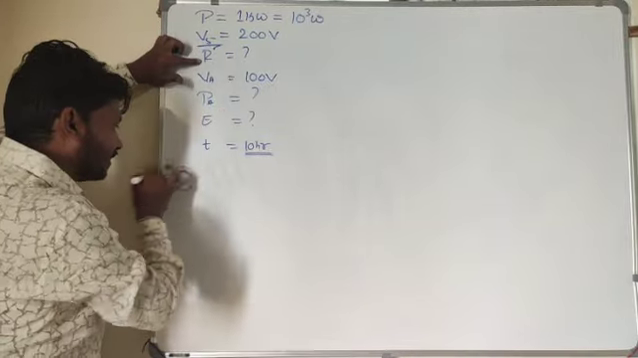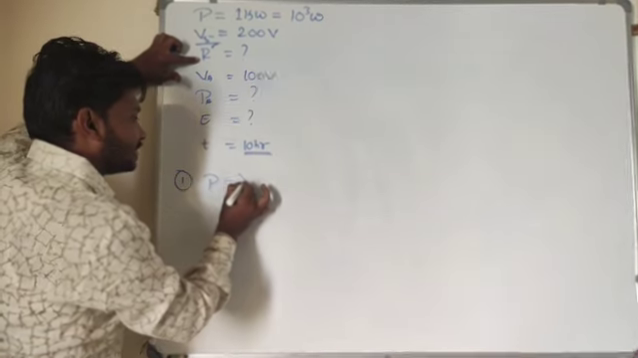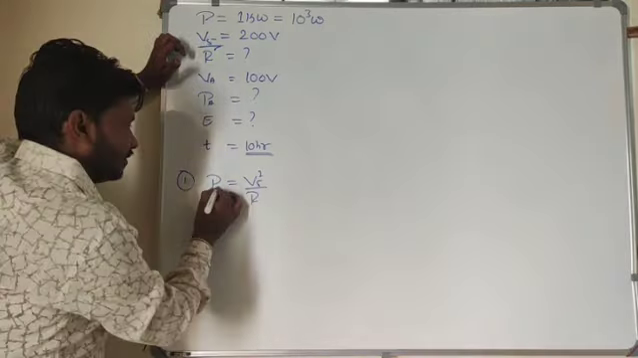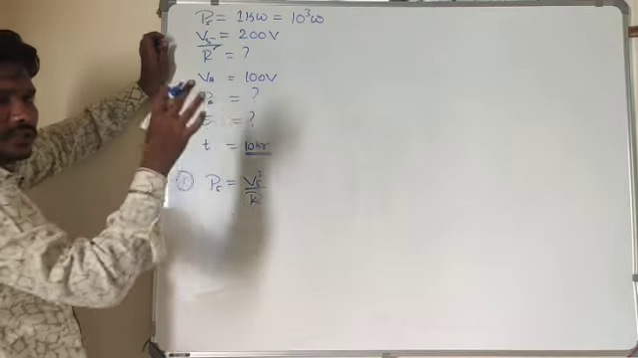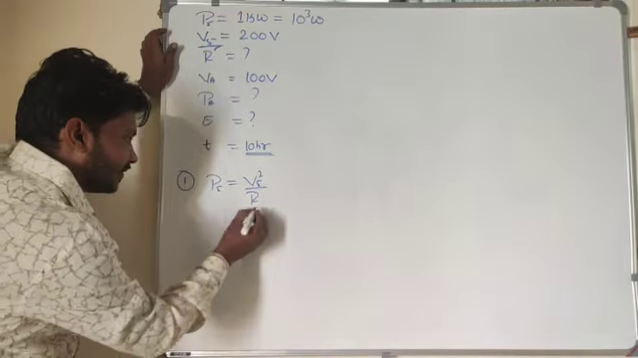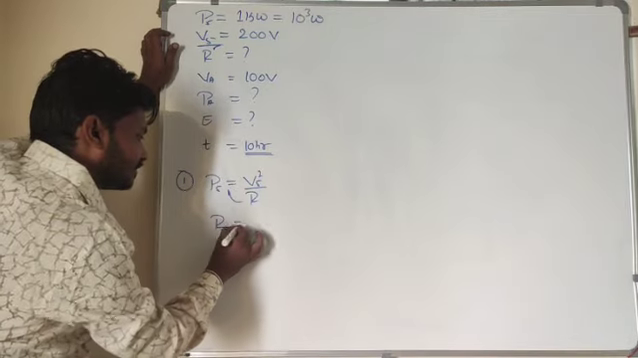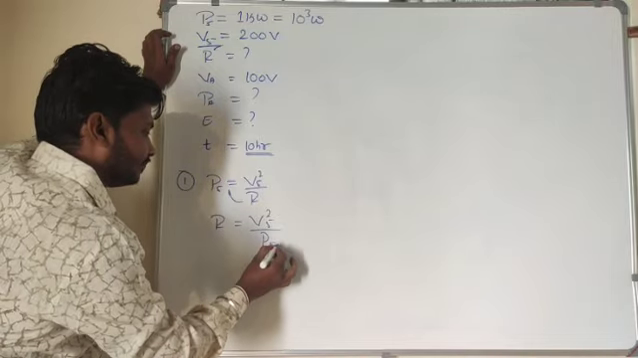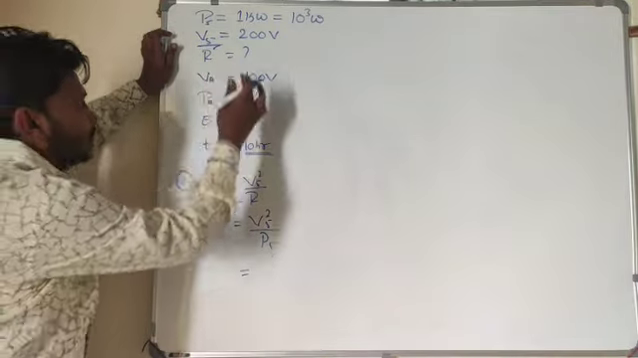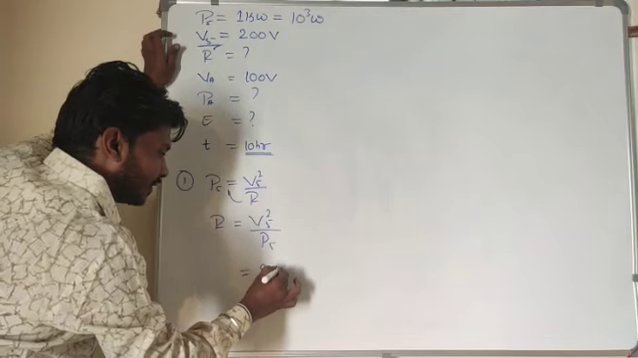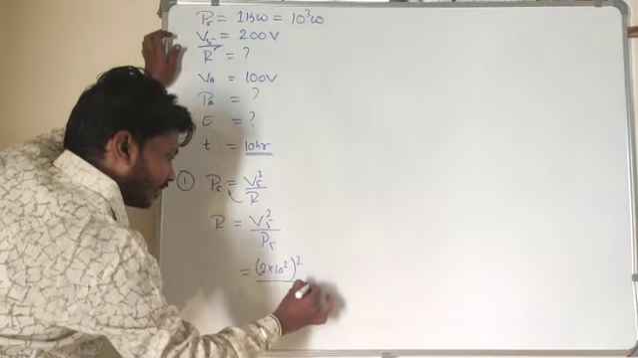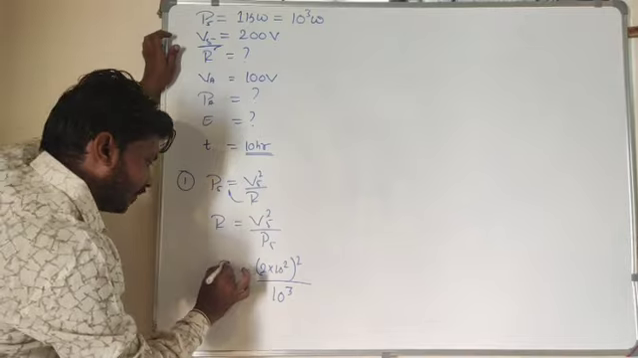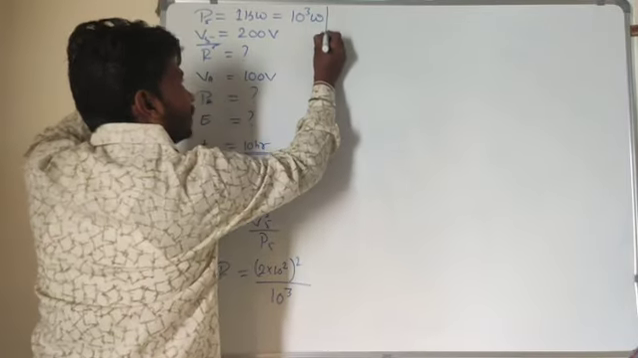The resistance of that water heater. So what is the connecting formula? P is equal to V square by R, where V of S is the specified voltage and P of S is the specified power, or wattage. I want to find out the resistance, so R is equal to V square of S divided by P of S. So 200 means 2 into 10 to the power of 2, whole square, and power is 10 to the power of 3.